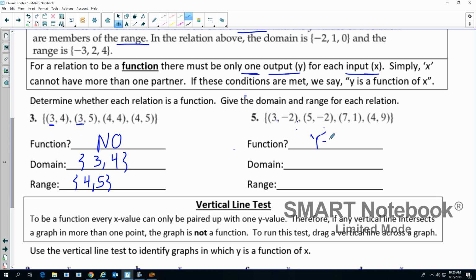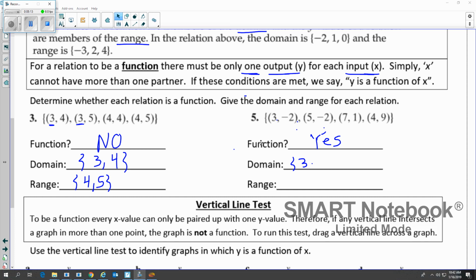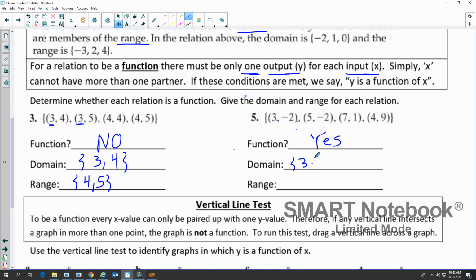Oops, my pen's kind of going crazy on me. All right, so yes, and then the domain is going to be 3, 5. Let's see, let me try to fix this. Okay, so I think I got the pen working now. So let's see, 3, 5, 7, 4. And so I could have put the 4 between the 3 and the 5, but it doesn't make that big of a difference.